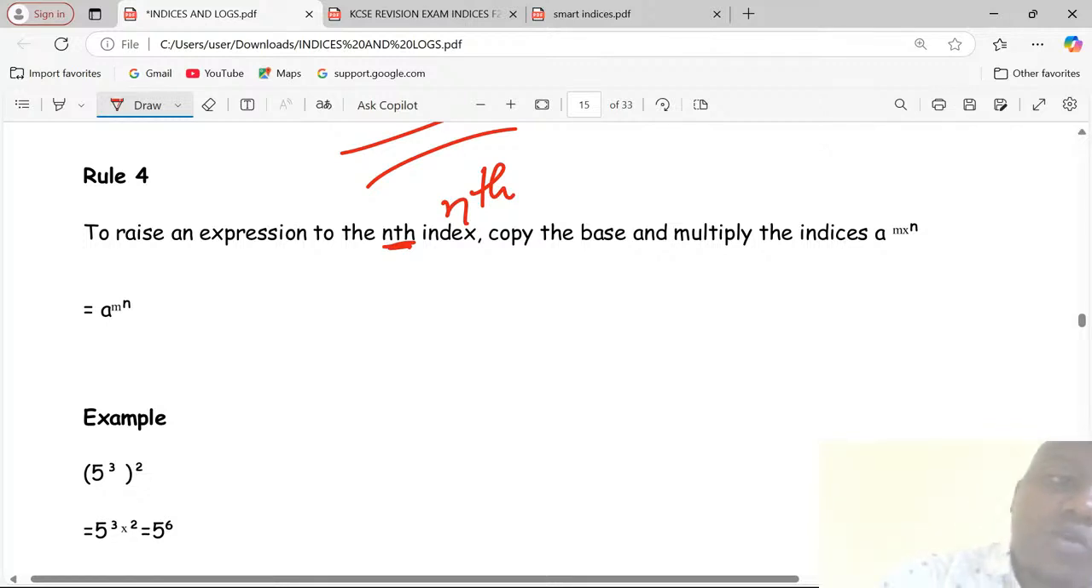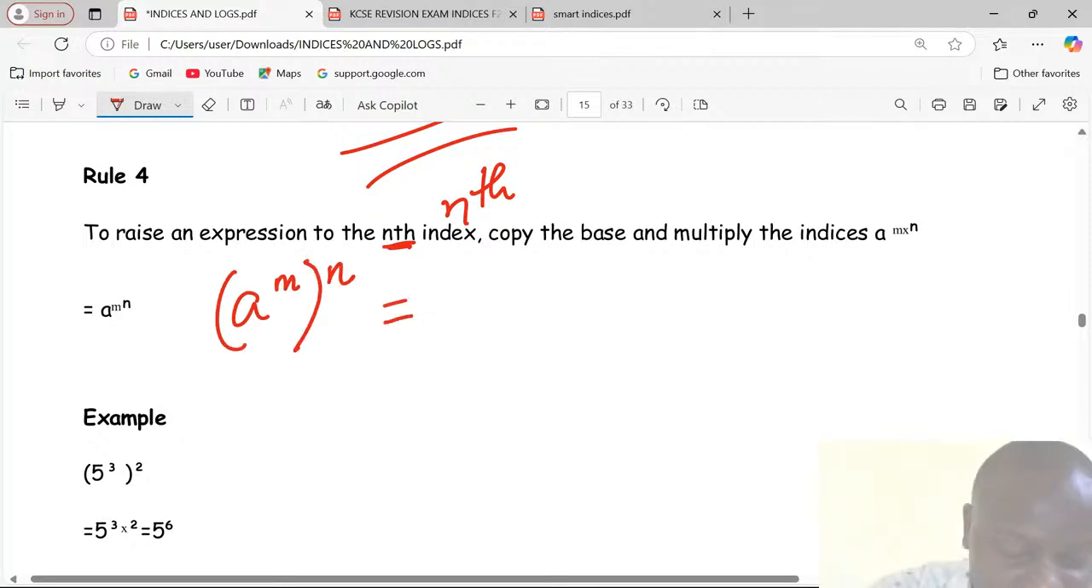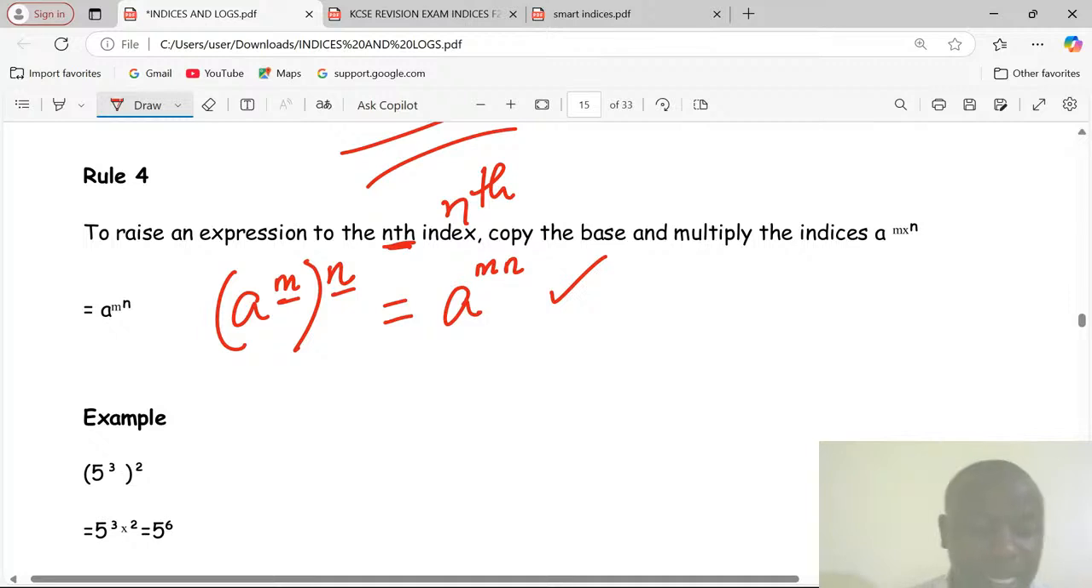In this one, we usually say that given a power m, then everything now is raised to power n. Then this would be easier solved by saying a raised to the product of m and n. You just multiply the two powers. So m, n, you just take the product. And now you simplify and get your final answer.